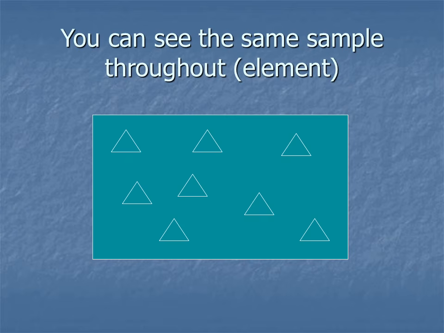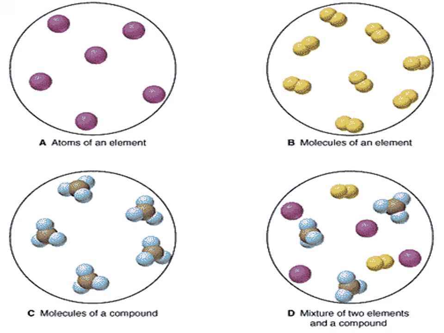Okay, so I like to use symbols for this lesson, so it helps give you a nice visual. So elements, these are all the same element. It's the same throughout. Okay, here's another visual. And I'm going to pull this one up several times throughout this lesson. For right now, I only want you to look at A, atoms of an element. Okay, we're going to look at B, C, and D in a little bit.